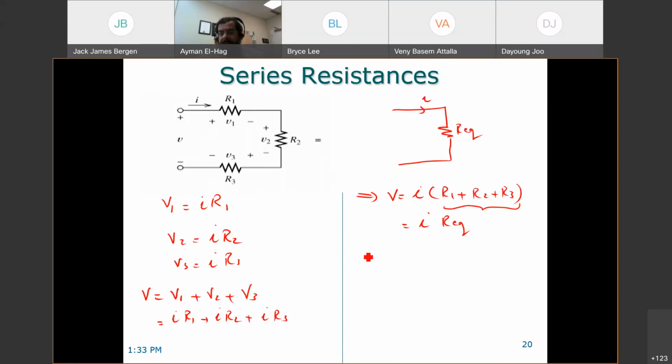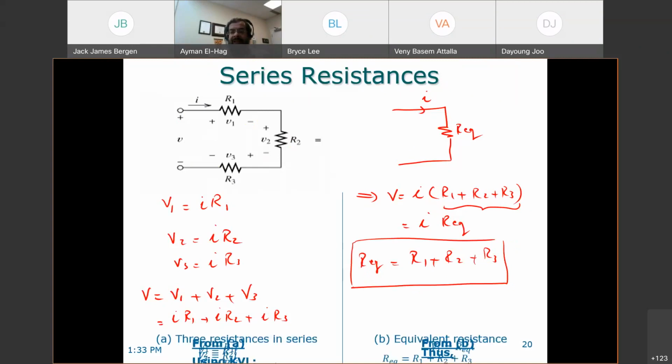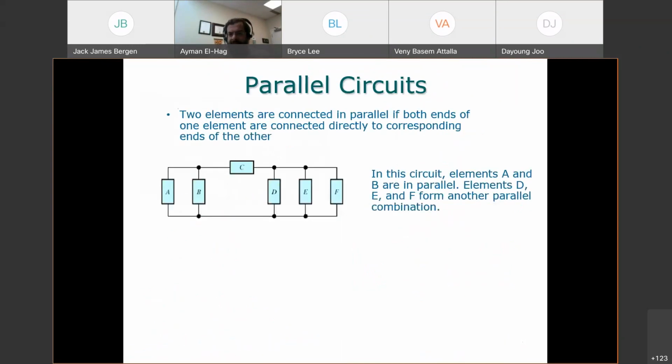And this R equivalent, as you can see here from the definition, is equal to the summation of all the resistors in series. So basically, if you have resistors connected in series, you just add them, and then you will have one equivalent resistor that sums the values of all the other resistors. So this is the first connection, which we call in series.